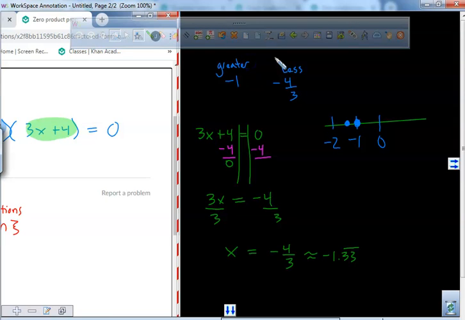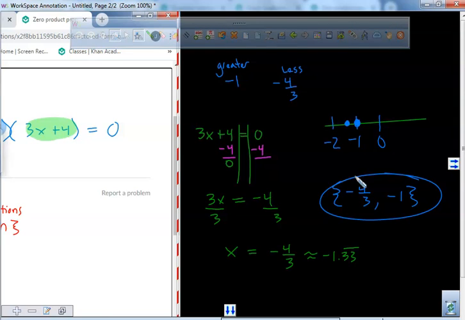So you got to be careful when you guys are typing these in. You got to make sure you type them in the correct order, okay? We go from least to greatest, least to greatest. So I'm going to type in, here's my solution set, guys. Negative 4/3, comma, negative 1. Negative 4/3, negative 1. Okay? So write that down in your journal. We'll type it in.